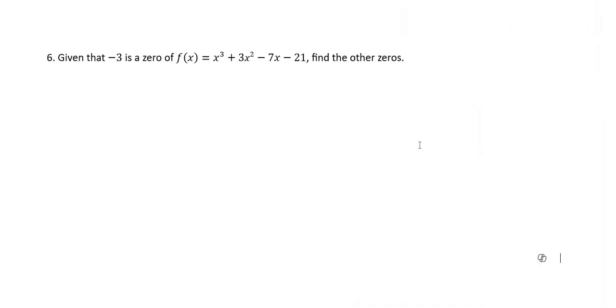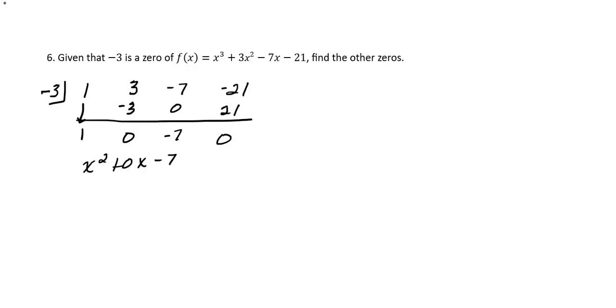So what I'm going to do here is to use synthetic division. My graph is really not helping me very much on this problem. So I have x squared plus 0x minus 7. Now I don't really need that 0x, so I have x squared minus 7 as my quotient. I'm asked to find the other zeros, so that means when does this equal 0? This is an equation I can solve by isolating my variable and taking the square root of both sides, so I have positive and negative square root of 7.